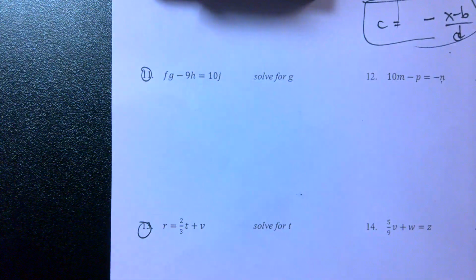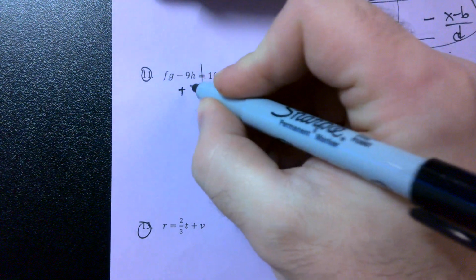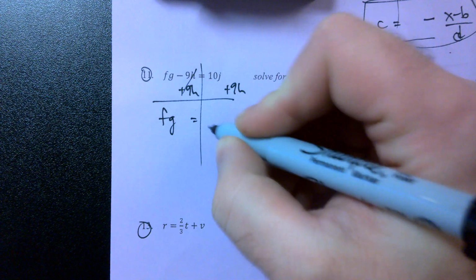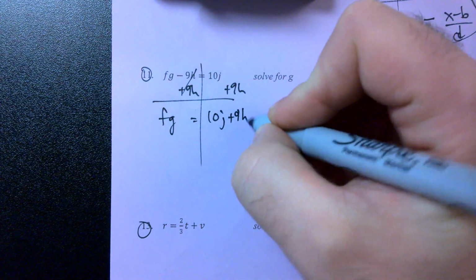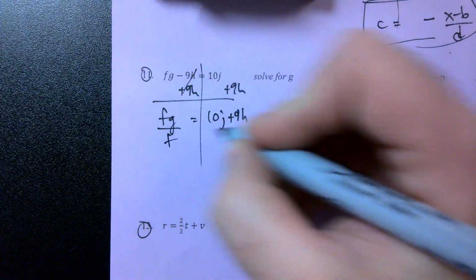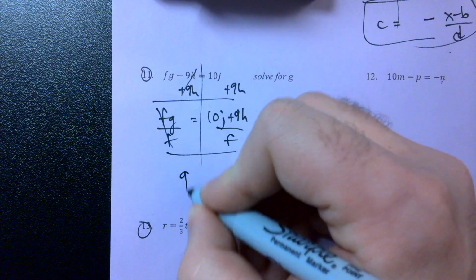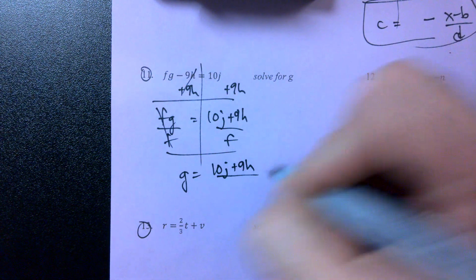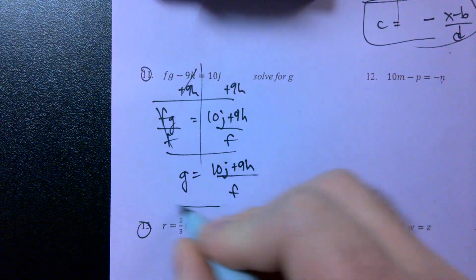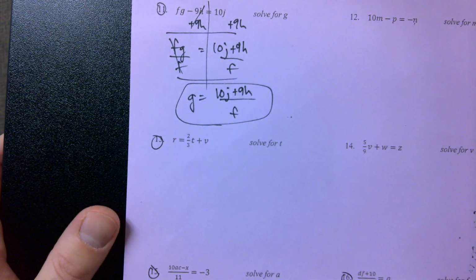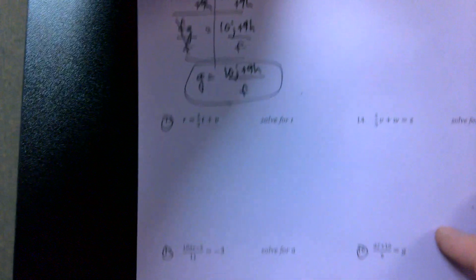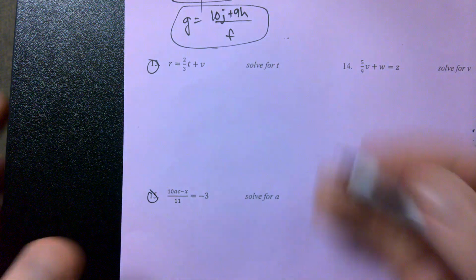Number 11. Solve for g. Same kind of idea. I got to get rid of this 9h first. 10j plus 9h. Divide both sides by f. That was not too bad. 10j plus 9h, or 9h plus 10j over f. Is that one okay? That was not too bad, right?